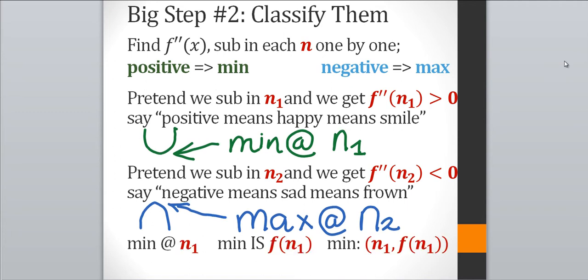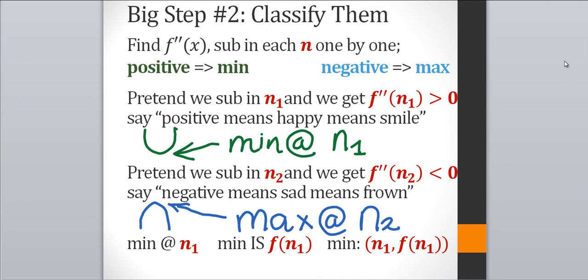So you need to be clear about this, because there's a problem about where the minimum is at and what the minimum is. So what this says is there is a minimum at n1, but I know a formula for f of x.